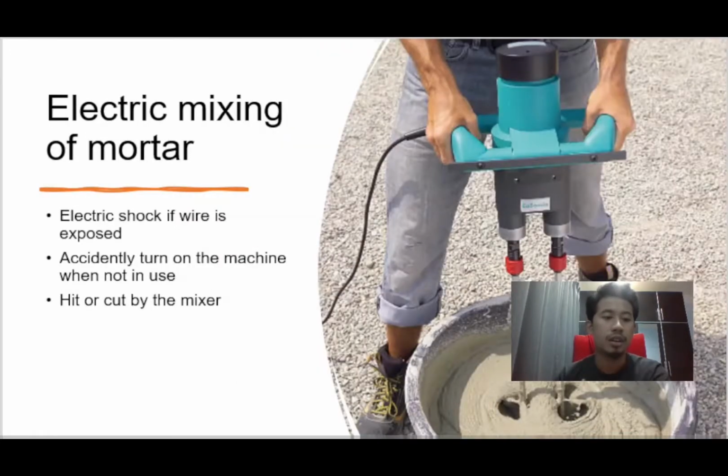Next hazard, electric mixing of mortar. This activity involves some electrical equipment that the workers should pay attention to. The equipment should be frequently inspected for its condition. As a reminder, when the equipment has been used, it should be stored properly to avoid accidents, for example accidentally turning on the machine during other work. This activity is mostly neglected by the workers as they consider themselves experts. Actually, it's not about being an expert, it's about how we implement and prioritize safety while carrying out the work.